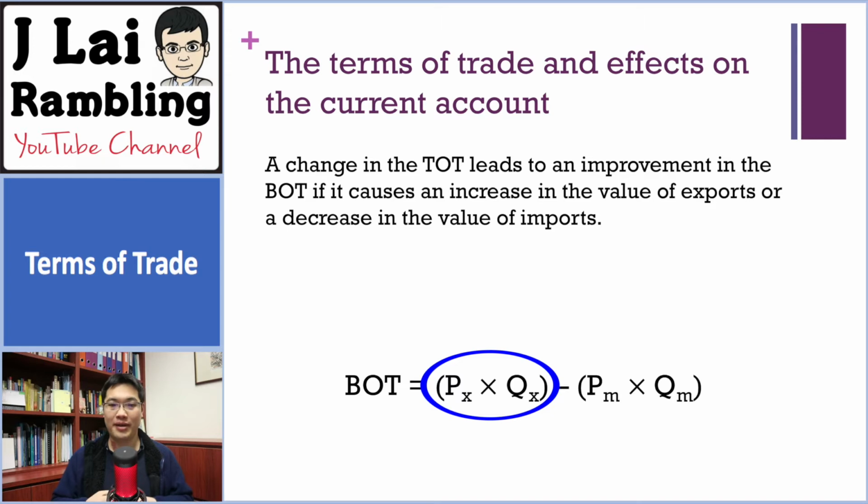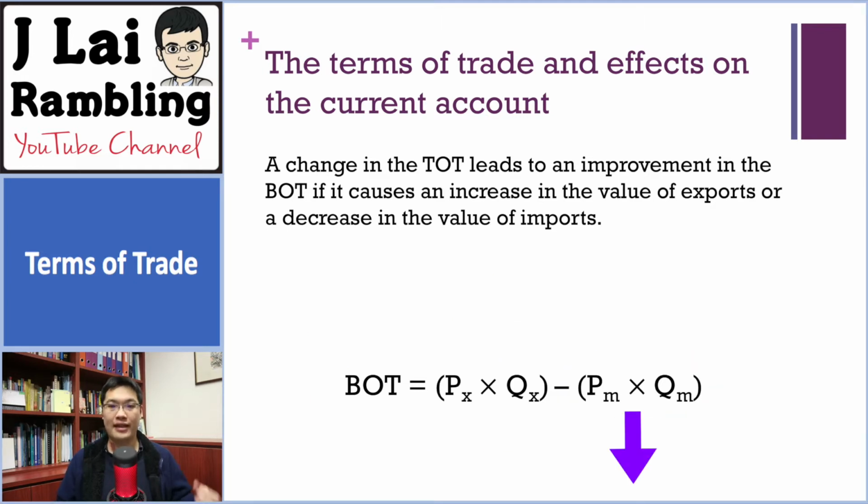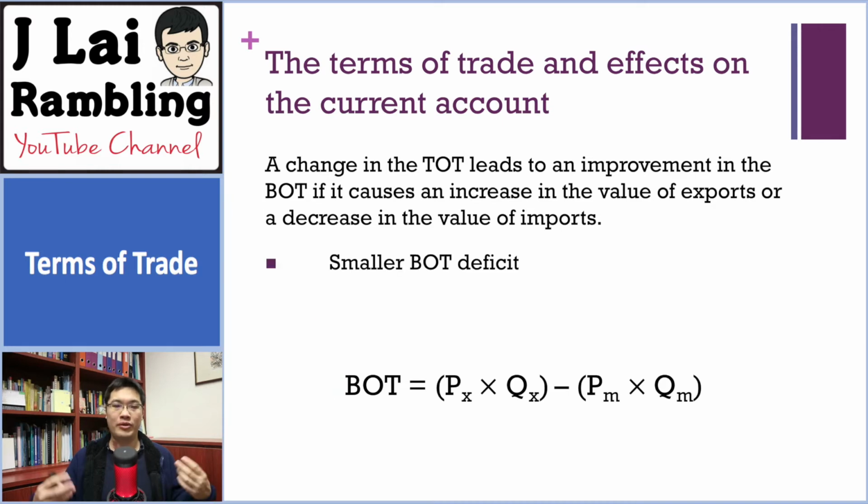If Px multiplied by Qx, which is the value of exports, goes up, then there is an improvement in the balance of trade. And similarly, if the value of imports goes down, there will be an improvement in the balance of trade, okay? And when we talk about an improvement in the balance of trade, it's either a smaller balance of trade deficit. So that means that the balance of trade is still negative, but it's less negative, okay? Or basically a larger balance of trade surplus. But all in all, the balance of trade value will be going up.